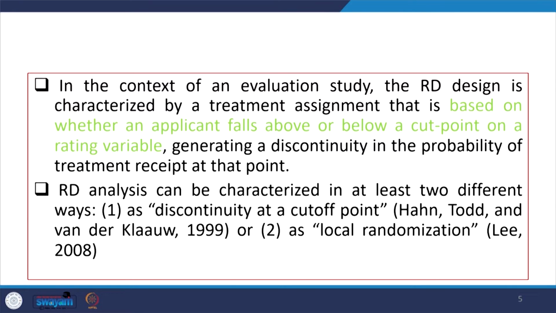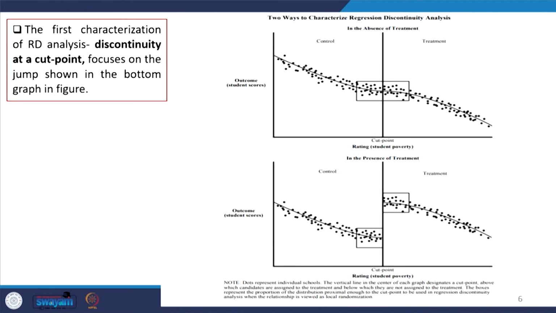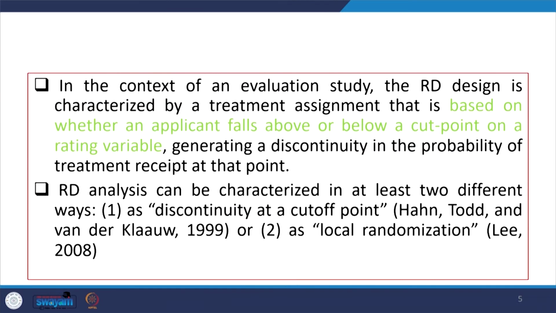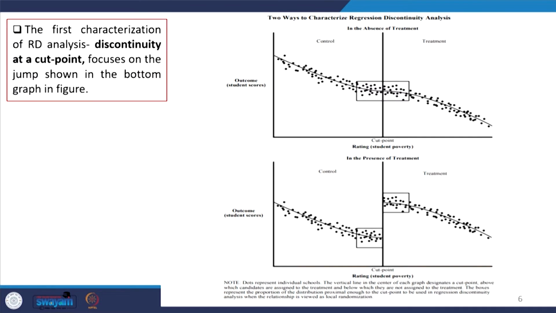So, RD analysis can be characterized in at least two different ways. First is called discontinuity at a cutoff point, and second is local randomization. So, two ways by which the discontinuity is observed. Those are suggested by the authors we have cited here. You may just read and also go through their reading in detail. The first is based on the cutoff point, and the second is local randomization.